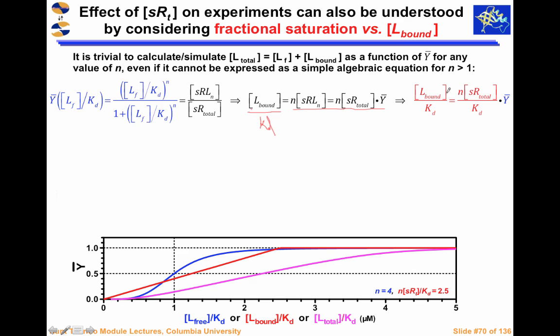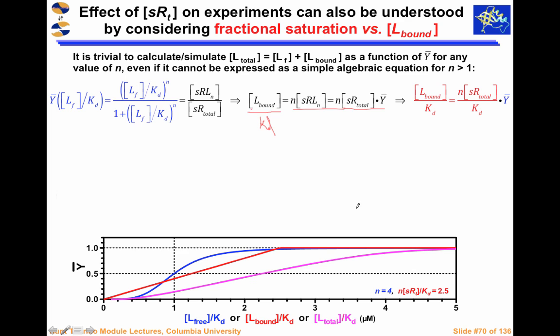What this is saying is that the ratio of bound ligand to KD is linearly proportional to fractional saturation. So this is pretty simple. This is a straight line. This variable is a linear function of that variable. Very, very simple. This is y equals mx plus b, in this case there's no intercept. This ratio is simply linearly proportional to fractional saturation.